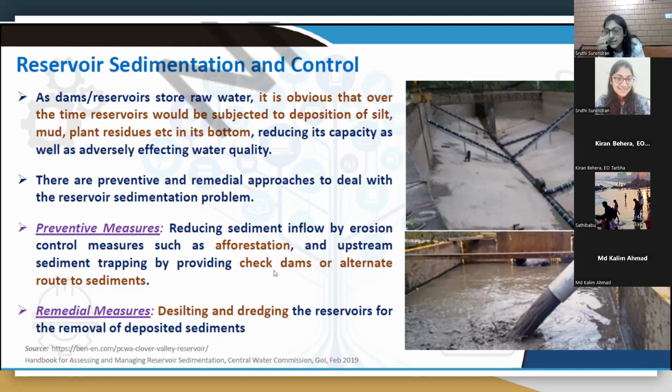So check dams, or dams called debris dams, will block all the debris and fine silt that is flowing through the river before it reaches the reservoir, helping the reservoir to not get sedimented. And in case it has already occurred, the remedial measure is to desilt and dredge the reservoir.